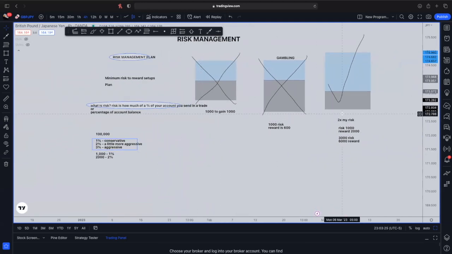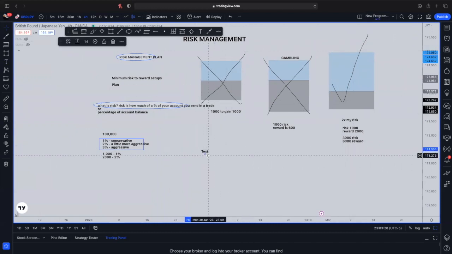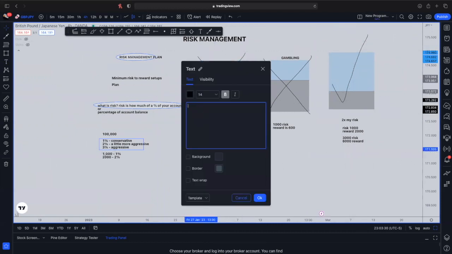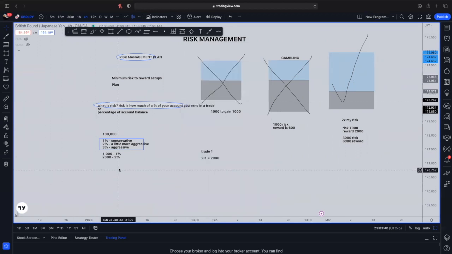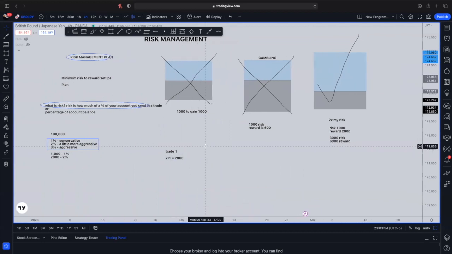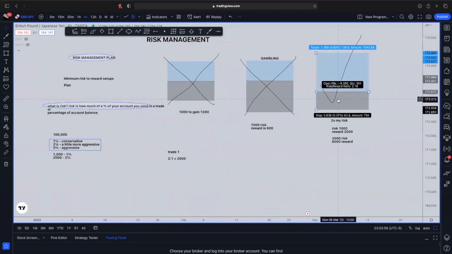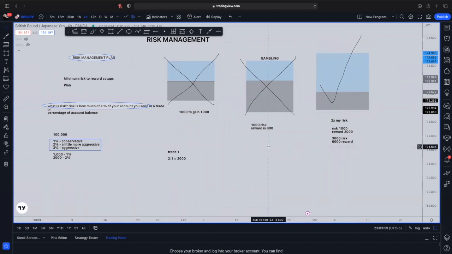So when we take a 2-to-1, trade one, we make $2,000. And I'm going to use a $100,000 account to make the numbers easier. Whatever your balance is, find out the percentage and then figure out your plan. So I'm going to show you guys why we take 2-to-ones, and why some people do not understand this and why they're not profitable.